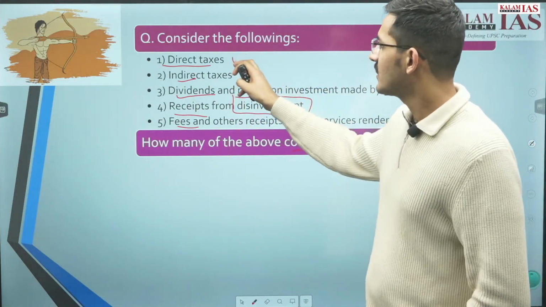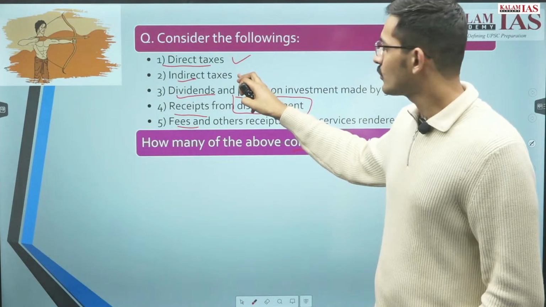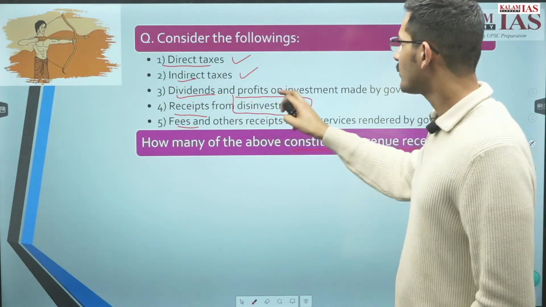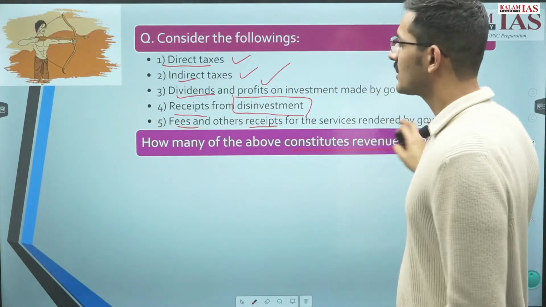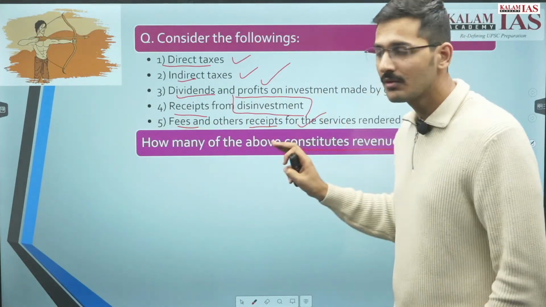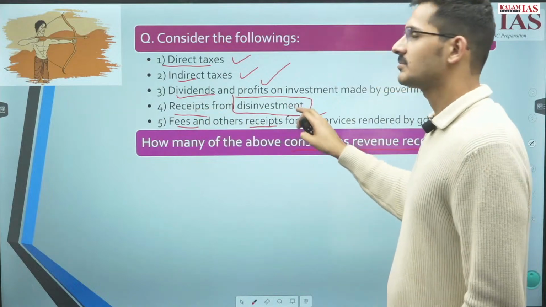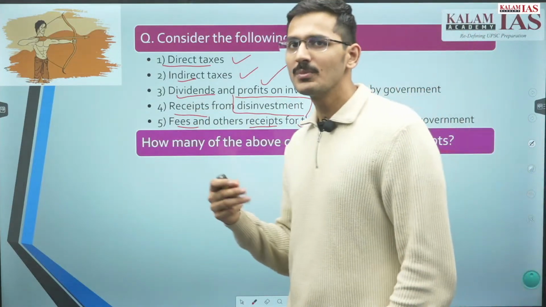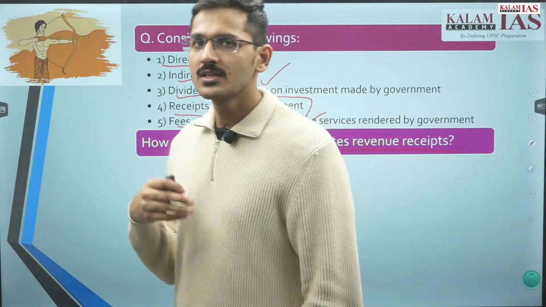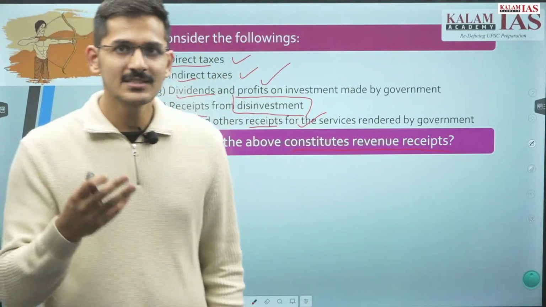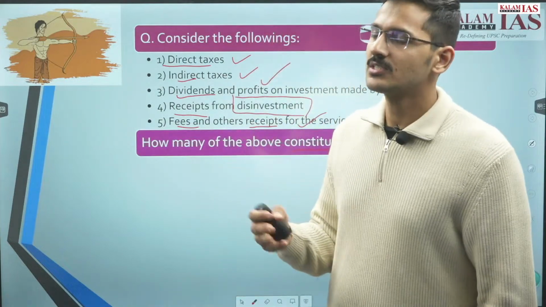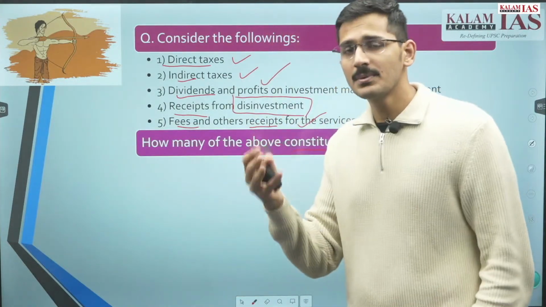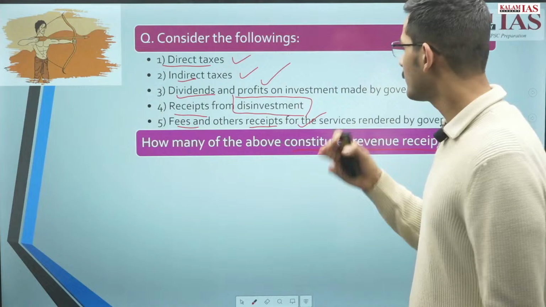Indirect taxes, that is an income. Dividends and profits, profit is an income. Fees and other receipts for the services rendered by the government, this is also an income for the government. But receipts from disinvestment: what happens in disinvestment is the government sells its shares in certain PSUs. If the government sells its shares, then it is not an income for the government, it is a capital receipt. It is not a revenue receipt.